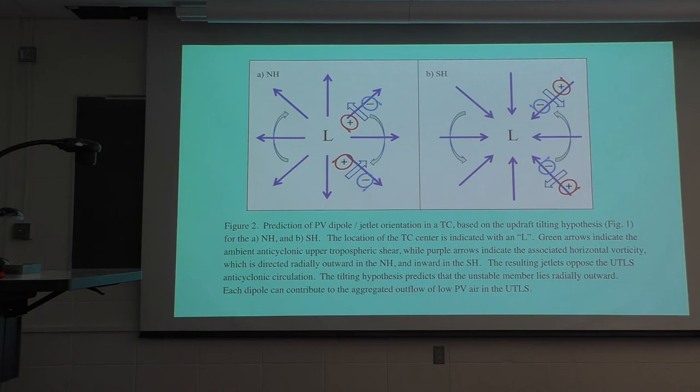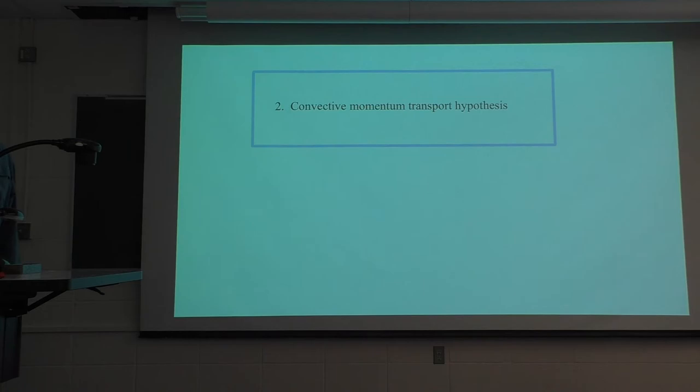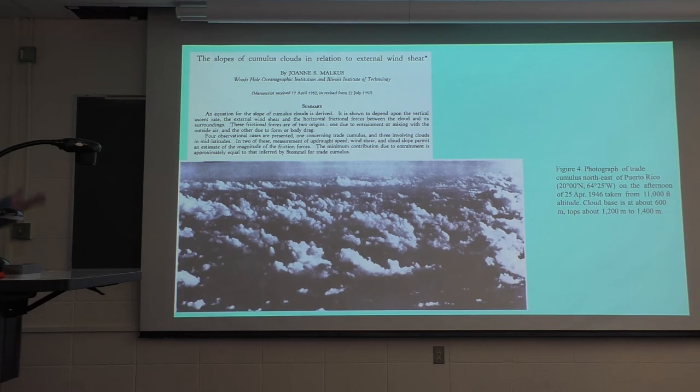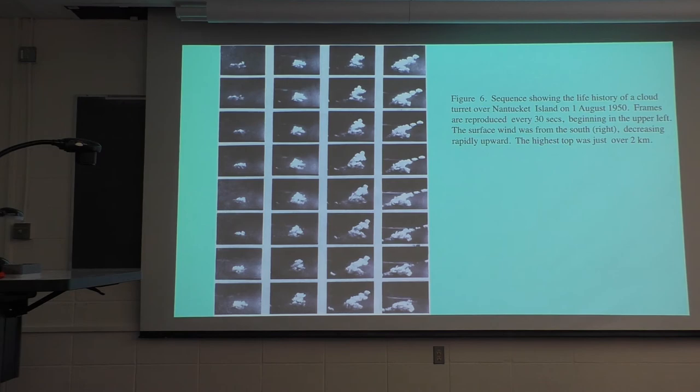Well, that's the classical point of view. Here's the convective momentum transport hypothesis, and I think it has some merit to consider. Here's Malkus's classical study of thunderstorm updrafts in shear, or fair weather cumulus in shear. They start off with low horizontal wind speed and rise up, and they get bent over by the flow. They're moving slower than the flow.